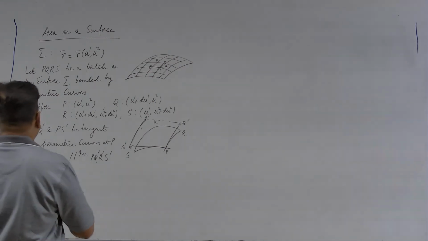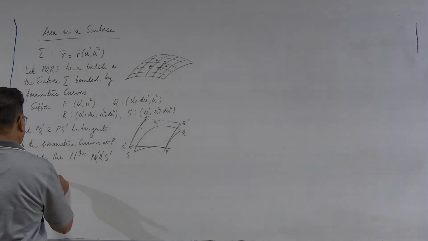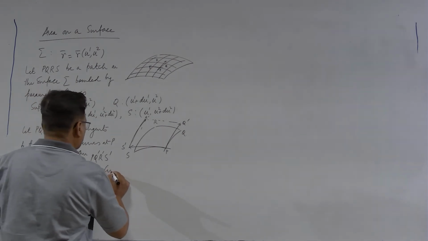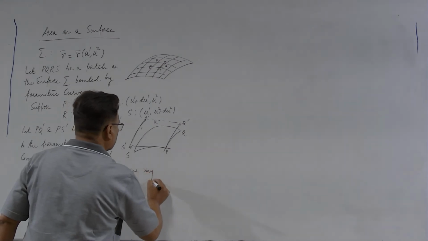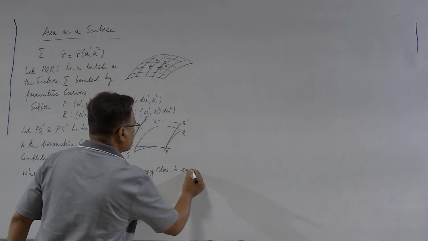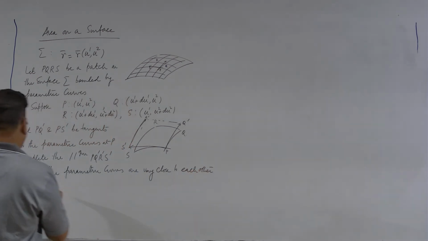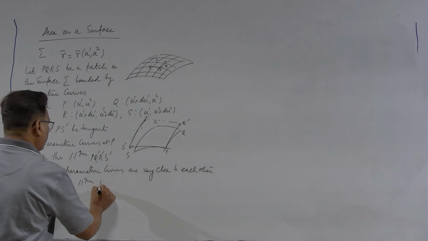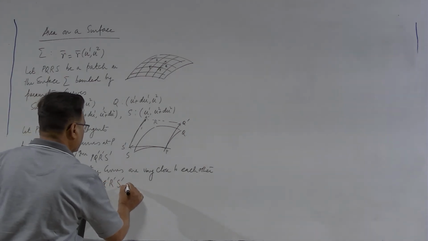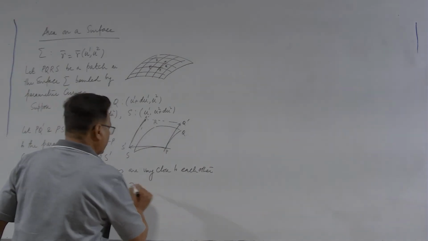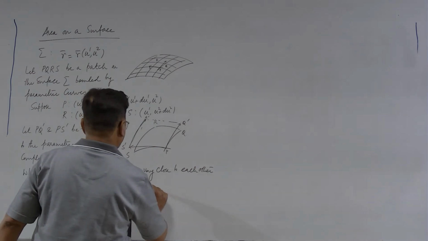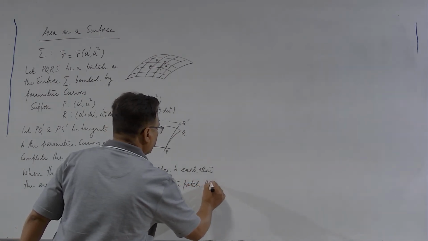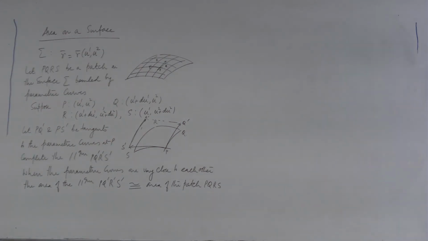So, when the parametric curves are very close to each other, the area of the parallelogram P Q dash R dash S dash is approximately equal to the area of the patch P Q R S.